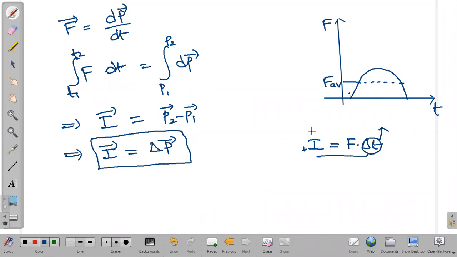Right, those examples are more than enough. Okay, so that is about impulse and its applications and its different forms, right?